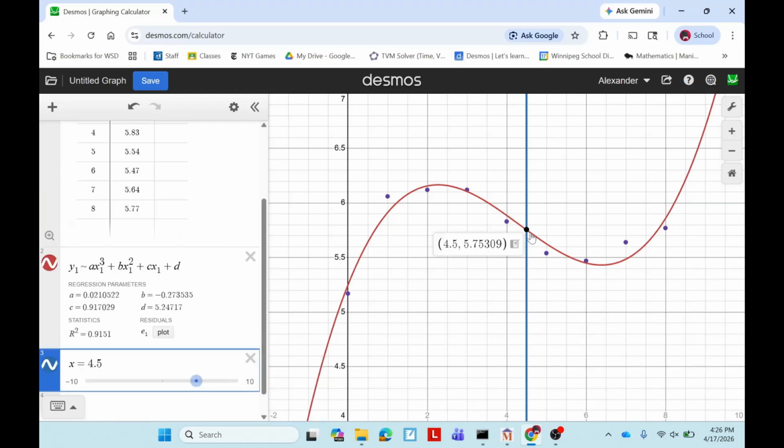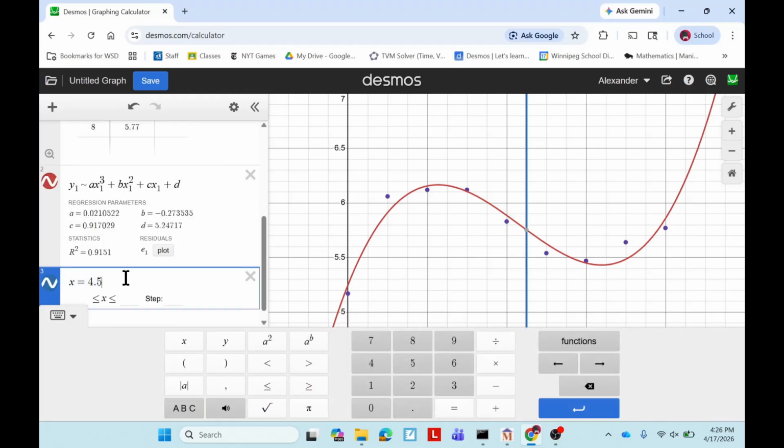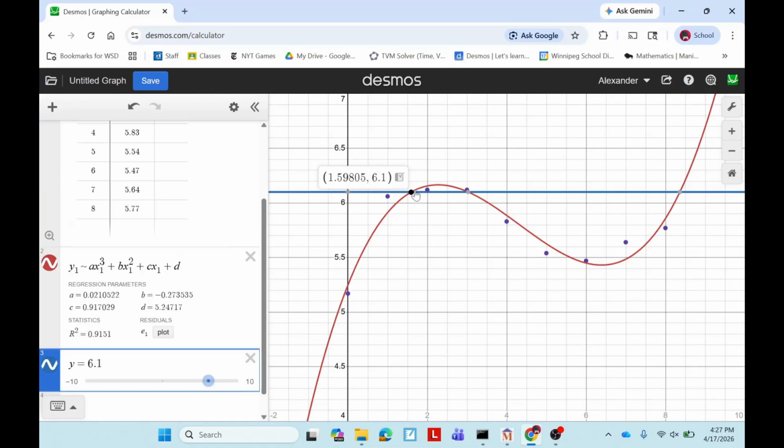We find that the price is equal to $5.75. So because we are talking about price, it's a good idea to round to 2 decimal places. And also don't forget your money sign. And then for the second one, we have y is equal to 6.10, which you can also just put 6.1 on your graphing calculator. So the first time that it crosses that line is at this point right here. So the x value of that is 1.60. So what year is that?